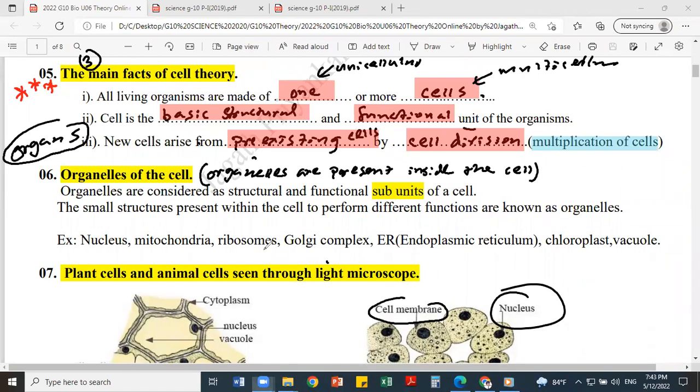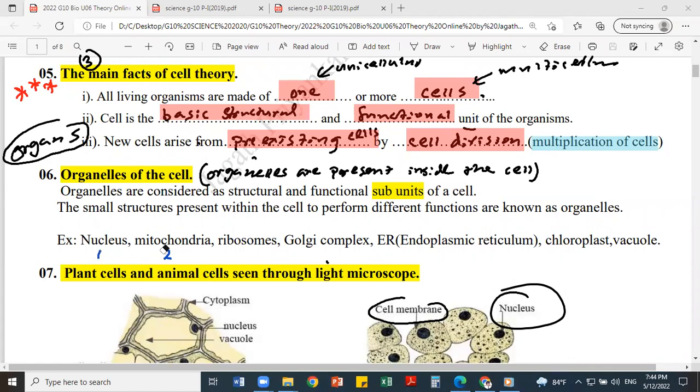And there are many other structures. That's what we are going to discuss next. I have given those structures. The structures found inside the cell are called organelles. So look here: the nucleus, the most important organelle inside the cell. Then mitochondria.